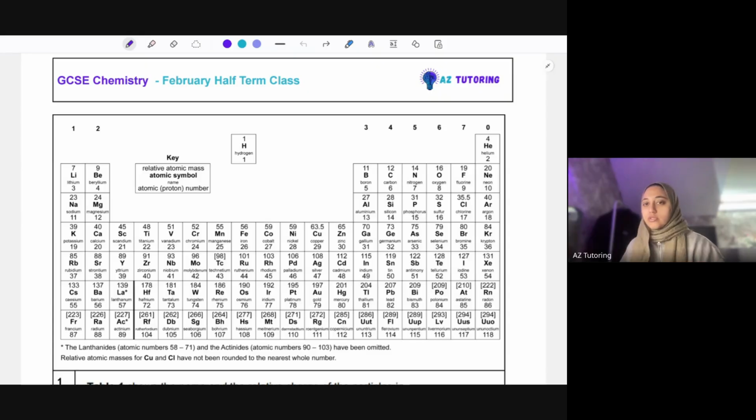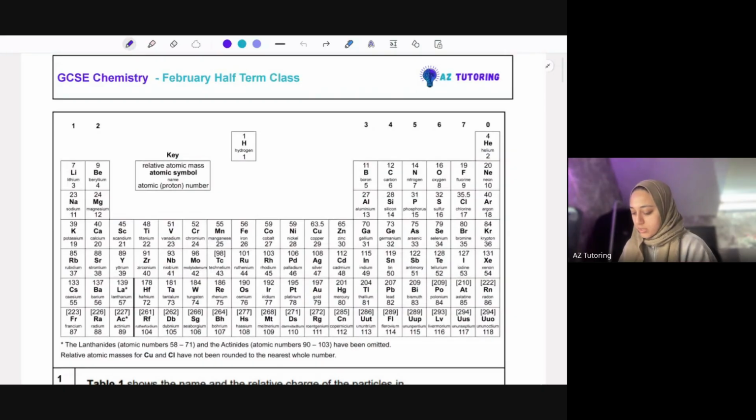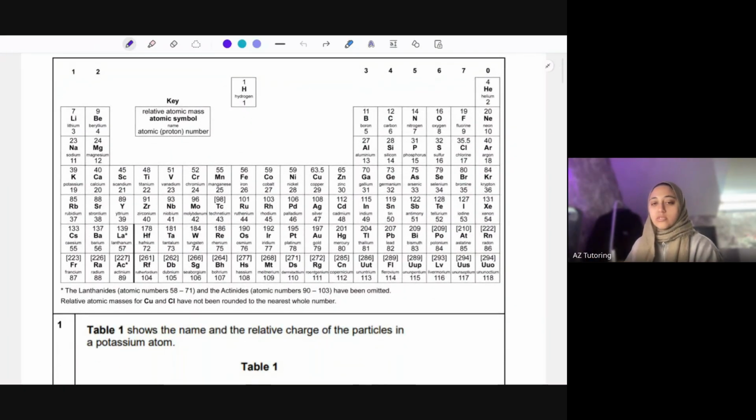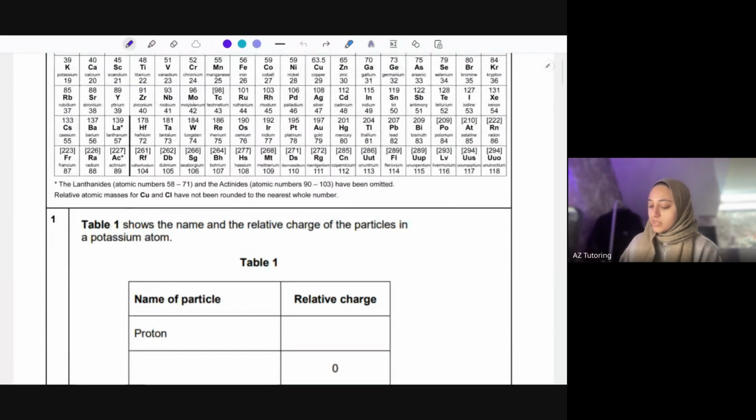Exam questions. Again, if you've got questions, you can put them in the side chat as well, just as we're going along. So let's jump right into it. I've got the periodic table here because we're going to constantly keep referring back to this as well. You'll be given this in the exam as well.